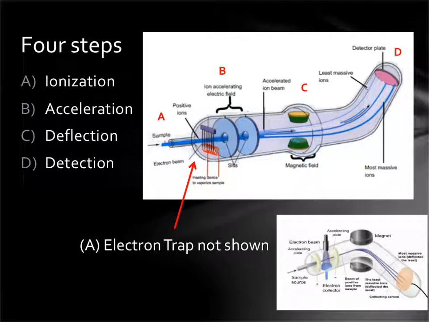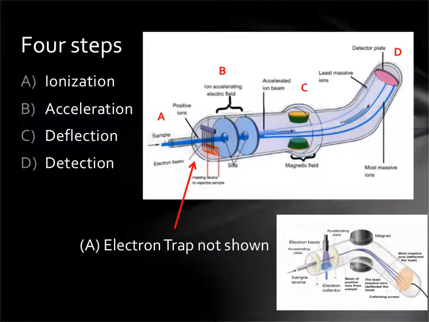So there's 4 steps in the process of getting data off a mass spectrometer. First off, the sample is ionized, which means it loses electrons, becomes positively charged. Then it is accelerated through the use of the magnet, and then it is deflected, and then it is detected.